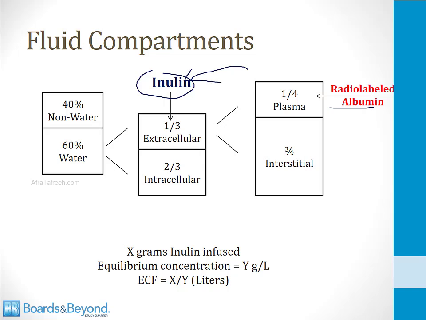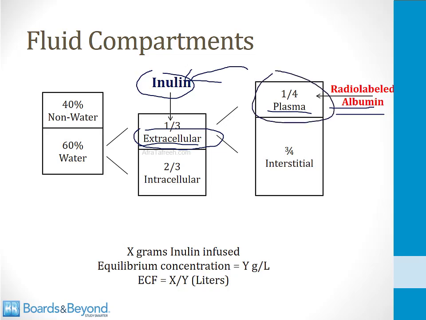Inulin is a substance I talk about a lot in the second renal physiology video because it can be used to estimate the glomerular filtration rate. But one of its properties is that it remains in the extracellular space, so you can infuse inulin into a patient, measure the concentration, and determine the volume of the extracellular fluid space. Radiolabeled albumin is just a version of albumin that can be measured experimentally, and albumin has the property that it stays in the plasma. It does not cross capillary membranes. So if you infuse radiolabeled albumin and you measure the concentration, you can determine the plasma volume.